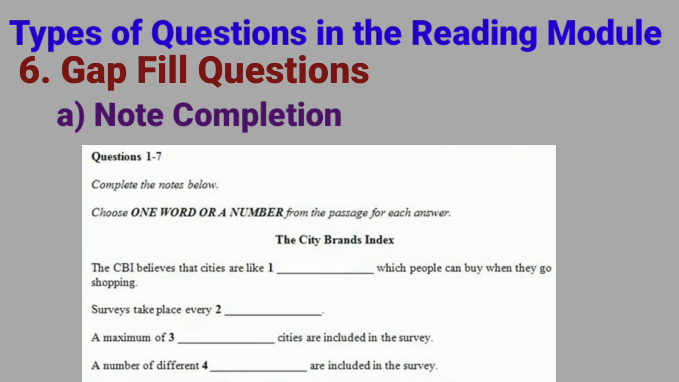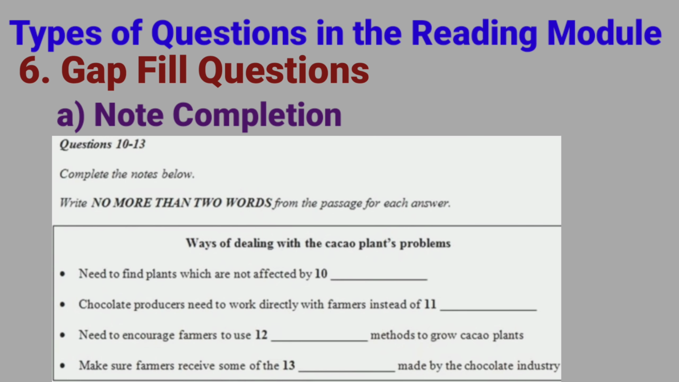For example, questions 1 to 7, complete the note below. Choose one word or a number from the passage for each answer. In the next example, you can see questions 10 to 13, complete the notes below. Write no more than 2 words from the passage for each answer.